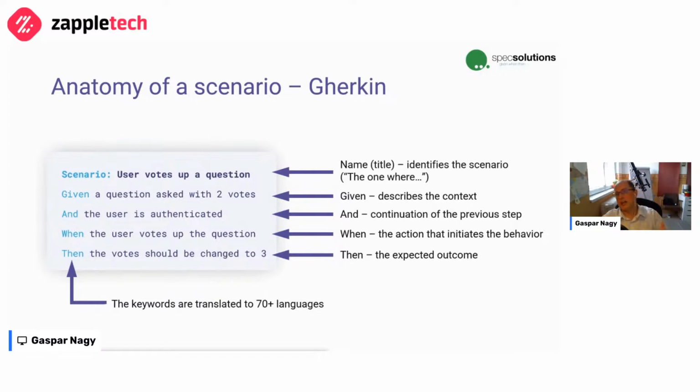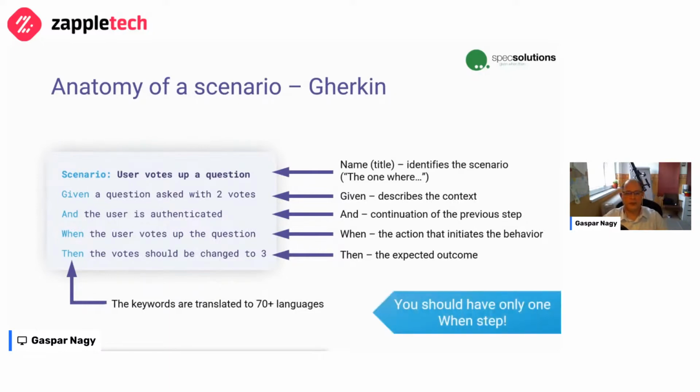The when step is really initiating the behavior, or just performing the action that triggers the outcome, and then steps describe the expected outcome. We will talk about that later as well, but we would like to have these scenarios focused, and therefore good BDD scenarios have only one when step.